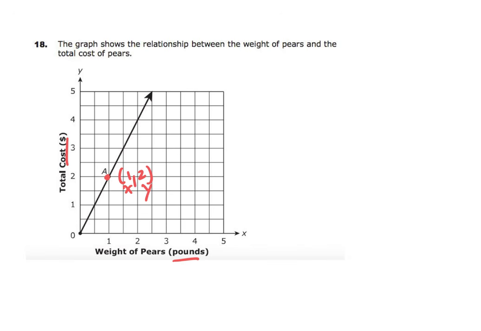And then it says, what is the constant rate of proportionality of the graph? So remember, K equals Y over X. So K equals 2 over 1. So my K equals 2. And it said, which equation represents the relationship between the weight and the cost of pears? Y equals 2X.